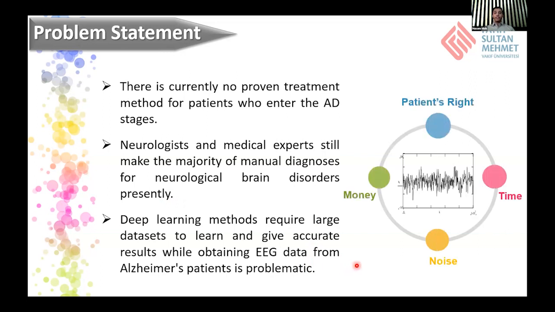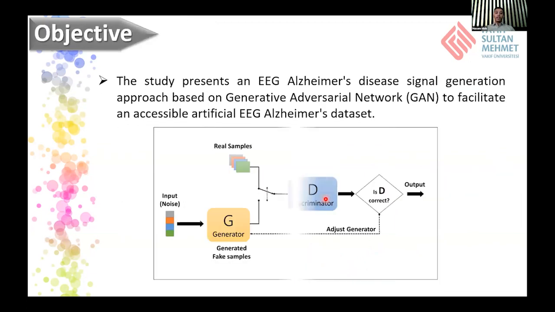Sometimes researchers spend a lot of time, money, and effort just to obtain data, and sometimes this data contains noise, not to mention patients' rights policy. So, to address this issue, our group has presented an EEG Alzheimer's disease signal generation approach based on a generative adversarial network to facilitate an accessible artificial EEG Alzheimer's data set.